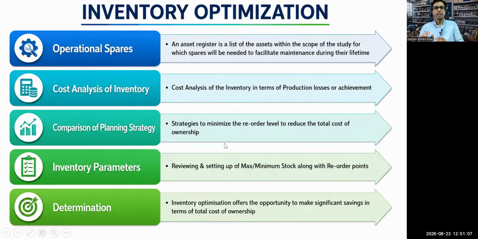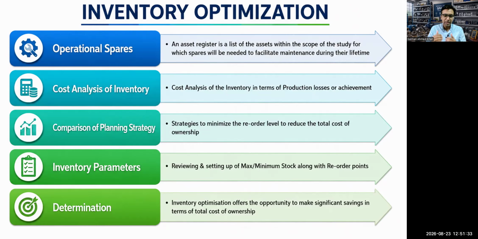And after that, there is the inventory optimization procedure and the asset register. In operational spares, you can optimize your inventory based upon the asset register you have, within the scope of the study, for which spares will be needed to facilitate the maintenance during the lifetime. You can also assess that in this part and do the cost analysis of inventory in terms of the production loss or achievement.